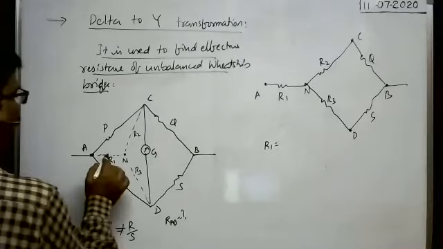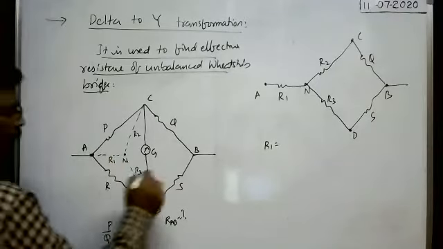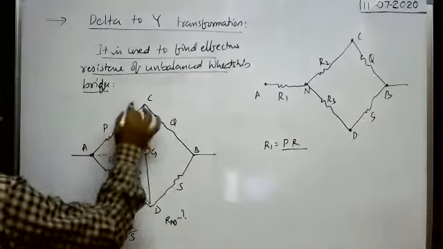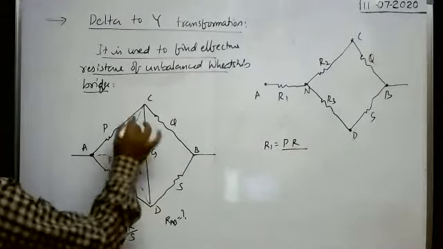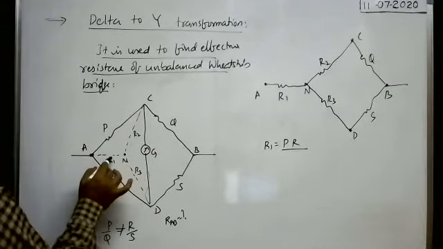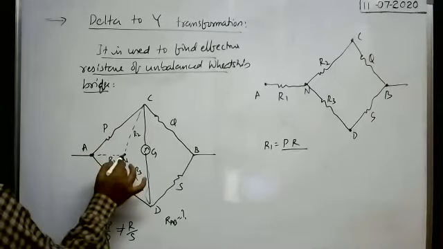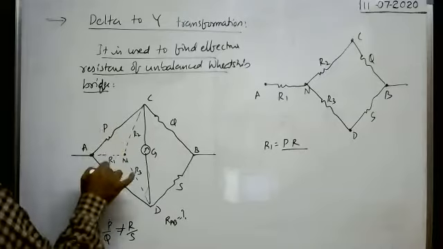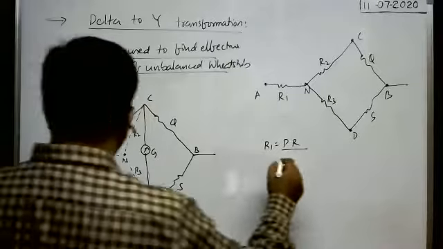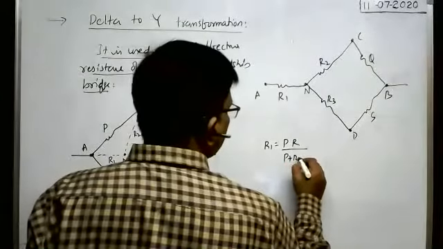You see, R1 is between P and R. That's why the resistance is P into R by the total resistance in the delta circuit. Here between A and N, the resistance R1 lies between the two resistances P and R. That's why R1 is equal to P into R by the total resistance in the delta circuit, that means P plus Q plus R.